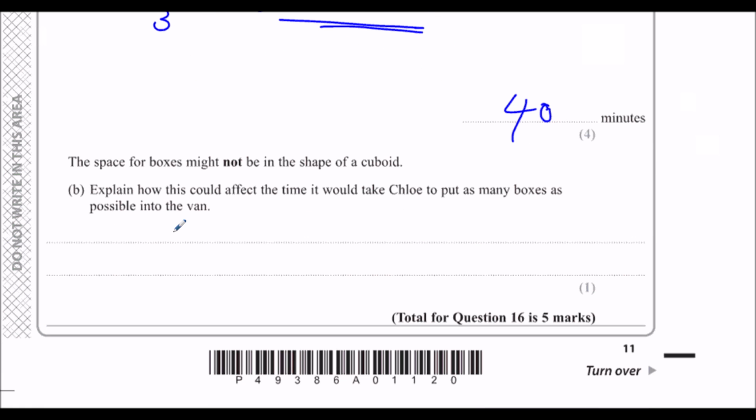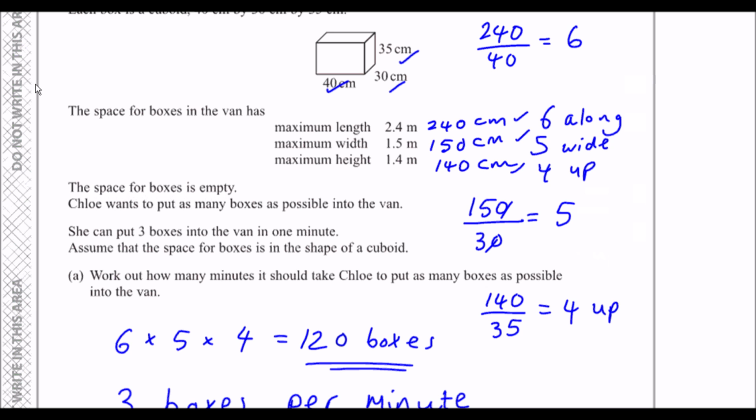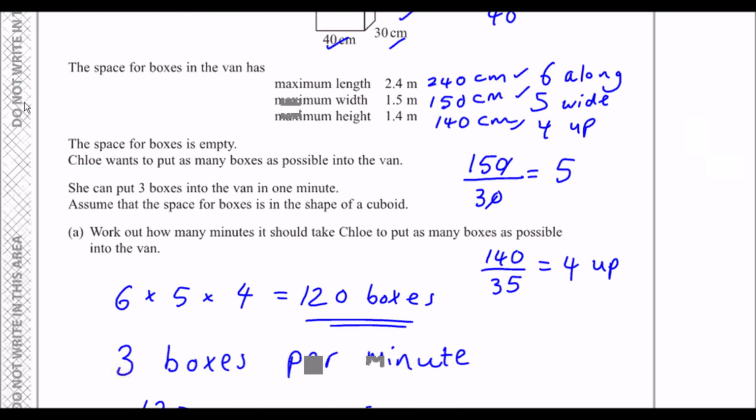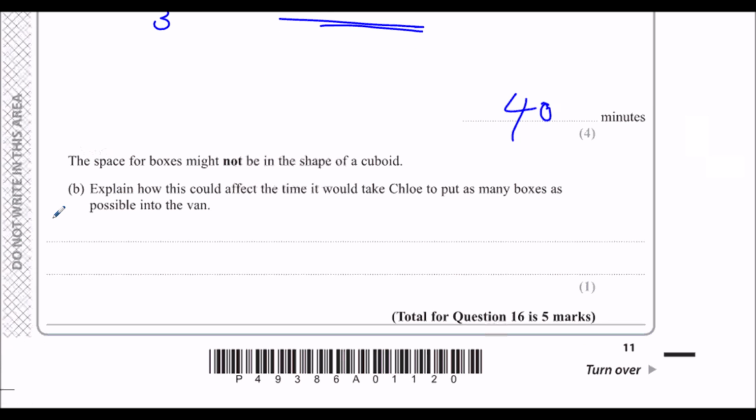The space for the boxes might not be in the shape of a cuboid. Explain how this could affect the time it would take Chloe to put as many boxes as possible into the van. Well, she might not be able to get as many boxes in the van because they won't fit perfectly. So if she can get fewer boxes in, it would take less time.